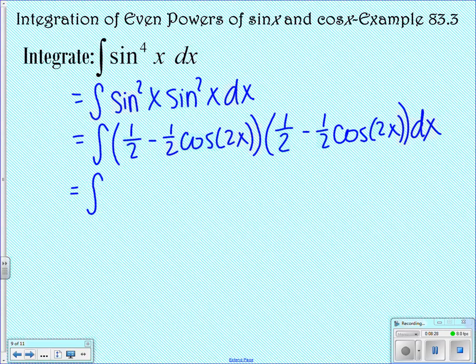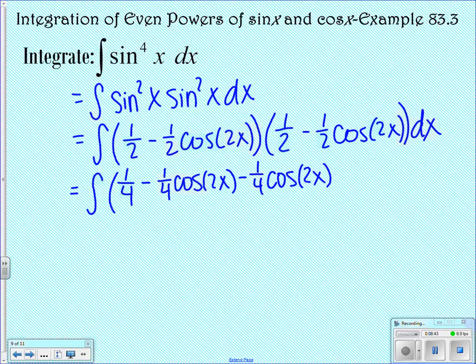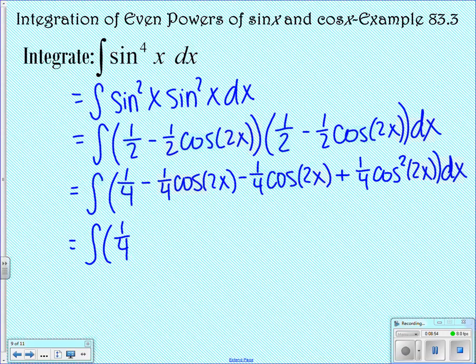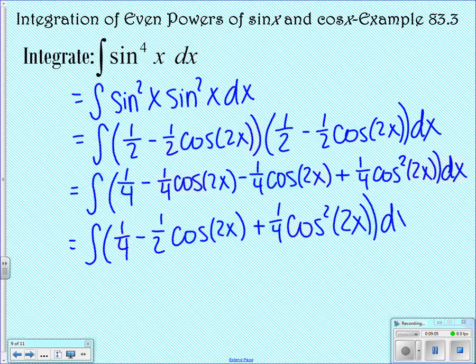Okay? So after you do that, you're going to distribute. And unfortunately, our two middle terms are not going to cancel out here. They're both going to be a minus. But I can combine them. We're going to have 1/4 minus 1/2 cosine of 2x, and then plus 1/4 cosine squared of 2x dx.